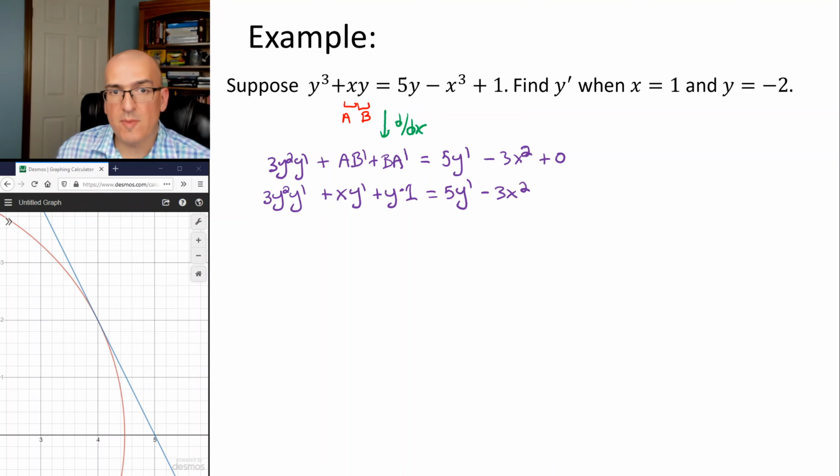And then we have two options. Option 1 is to plug in x equals 1, y equals -2 right here. Option 2 is to isolate for y prime and then plug it in. I'm going to isolate for y prime because it's a good procedure to get practice with.